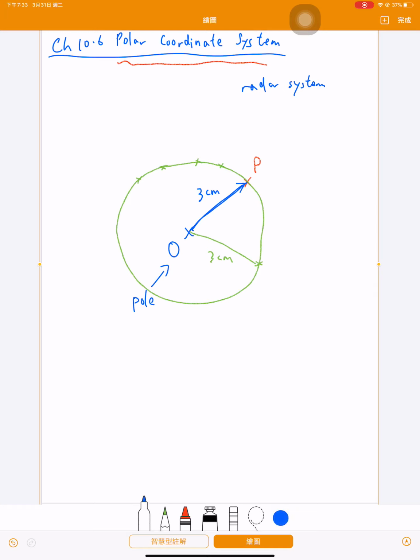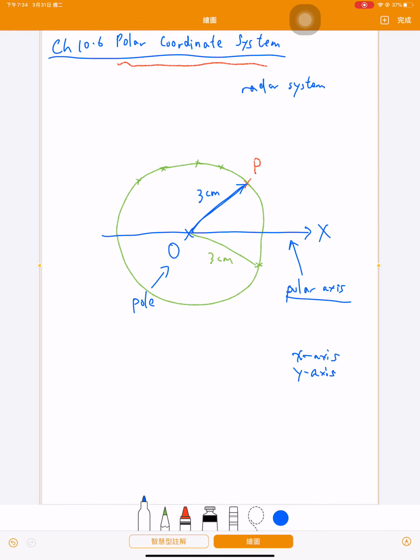For the polar coordinate system, usually we draw one more horizontal line here. For this horizontal line, for example, I let this point be X. For this OX, we have a term called the polar axis. In the rectangular system, we have learned the x-axis and y-axis, right? In the polar coordinate system, the horizontal one is the polar axis. We do not have a vertical one. So this one is the polar axis.